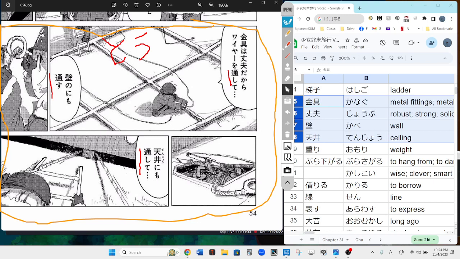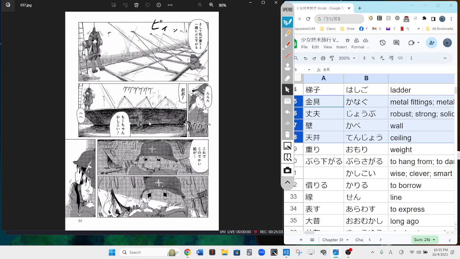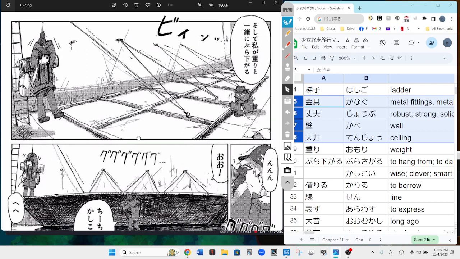So you got a confusion between a circle verb and a straight verb. A circle verb is how you translated this right here. But toru is a line verb. As you can see right here, there's a particle o here. Waya o. So what this is saying is that because the metal fittings are so nice and robust, I'm going to feed the wire in through the metal thingies, and then I'm going to feed it through the wall, and then I'm going to feed it through the ceiling, and they're making a pulley system here, right? They're doing this action with the wire.